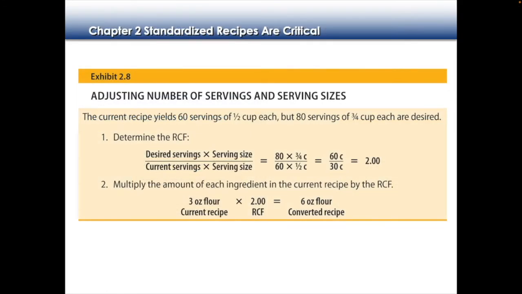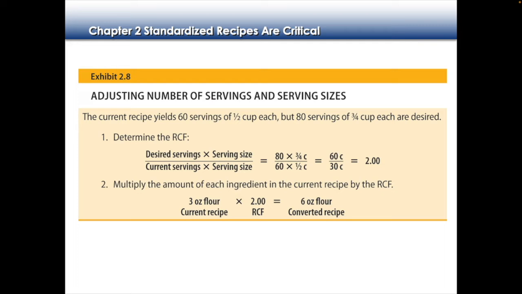See, here we've got 3 ounces of flour times 2, 6 ounces of flour. Easy. The reason why we do this, the whole point of doing recipe conversion factors is, one, so we don't mess up the recipe and add too little of something or too much of something. But two, we need to know how much to order.